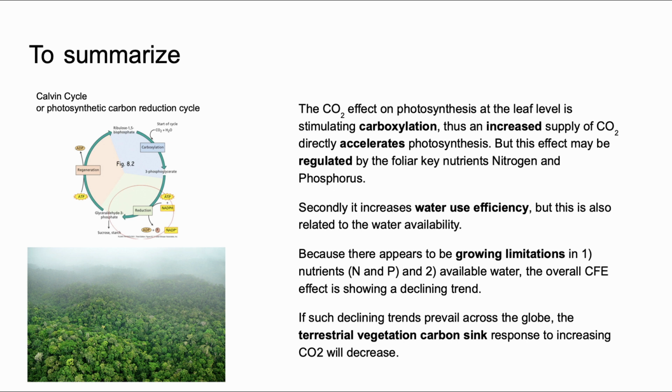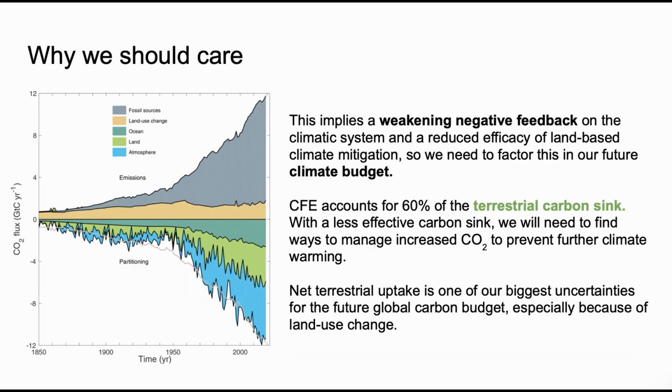And because there appears to be growing limitations in both nutrients and available water around the Earth, the overall CFE effect is showing a declining trend. And if these declining trends prevail across the globe, the terrestrial vegetation carbon sink response to increasing CO2 will decrease. Why we should care about this is that this implies a weakening negative feedback on the climatic system and a reduced efficacy of land-based climate mitigation. And this means we need to factor this into our future climate budget.